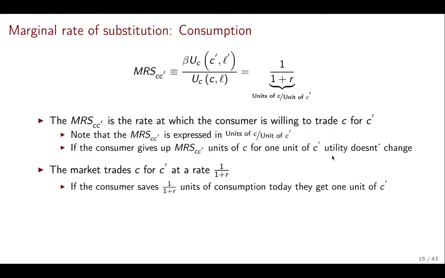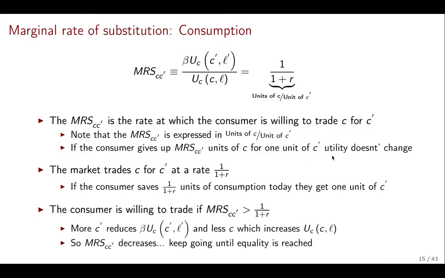Now, markets trade consumption between periods at a rate 1 over 1 plus r. As we explained in the previous video, if the consumer saves 1 over 1 plus r units of consumption today, they get exactly 1 unit of consumption in the future. And so the consumer is willing to trade as long as the marginal rate of substitution is higher than 1 over 1 plus r. That means more consumption tomorrow.